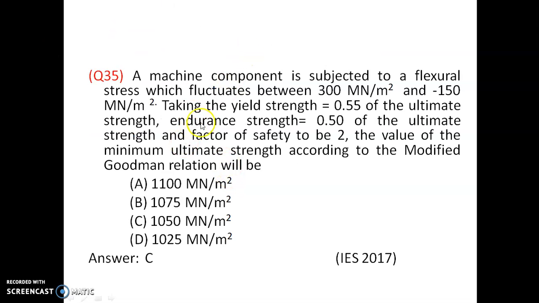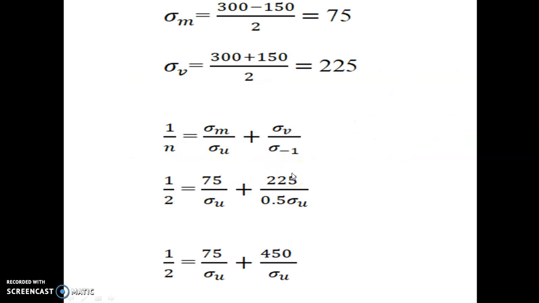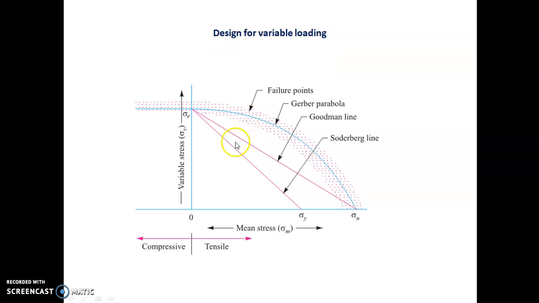Here a machine component problem is given, and you have to solve it according to the modified Goodman relation. Okay, so for the modified Goodman relation, there are three relations: one is the Soderberg line, another is the Goodman line, and another is the Gerber equation. Here sigma y and mean stress are plotted along the x-axis, and variable stress is plotted along the y-axis.